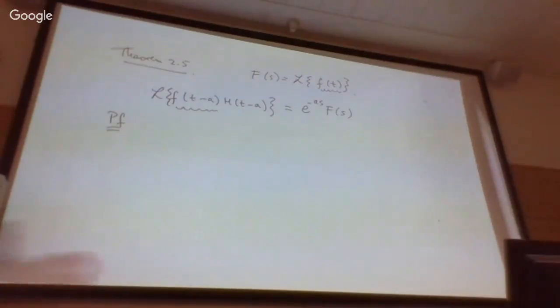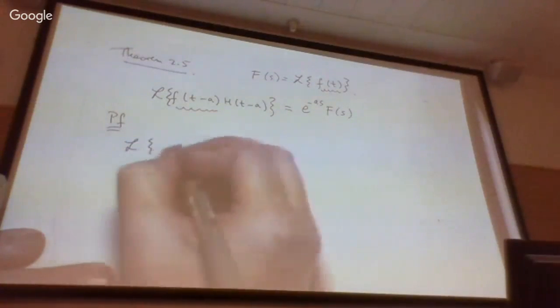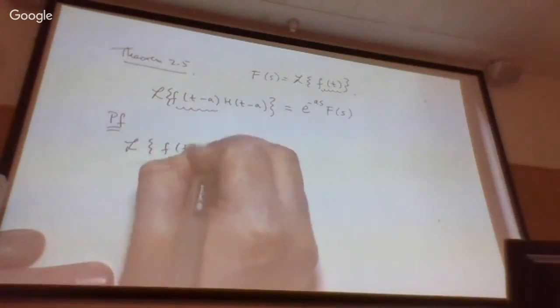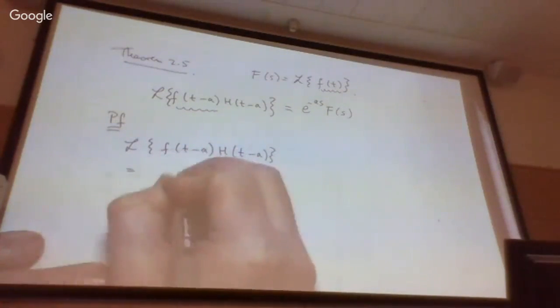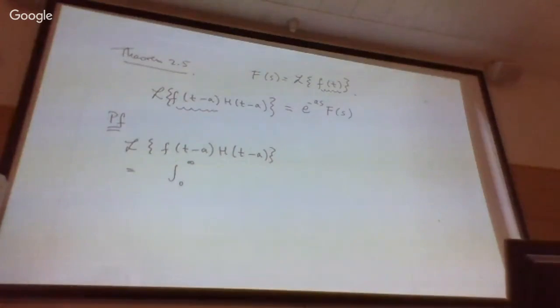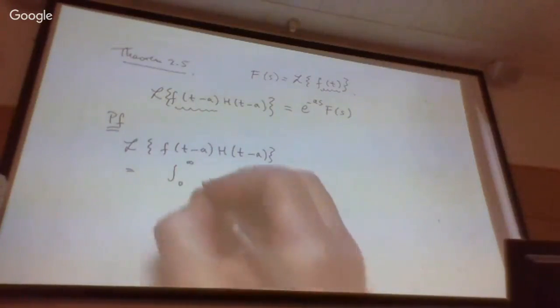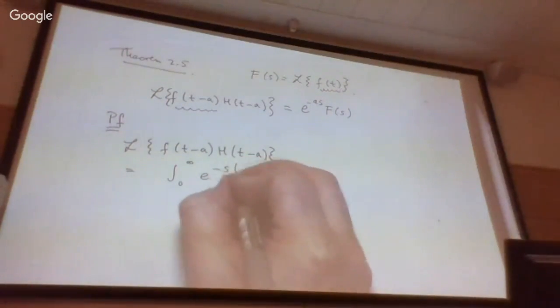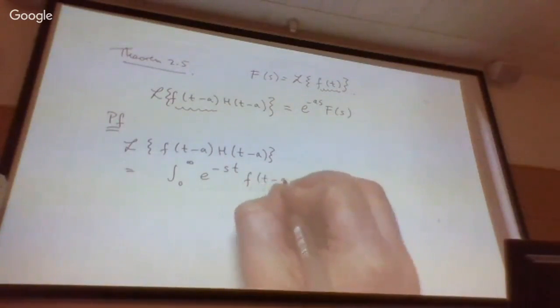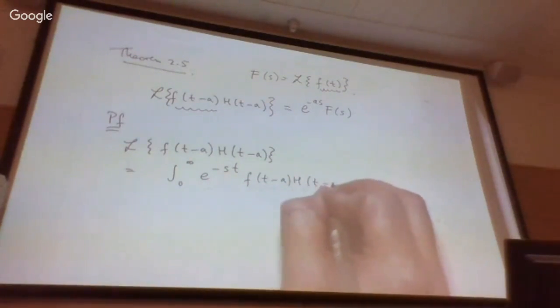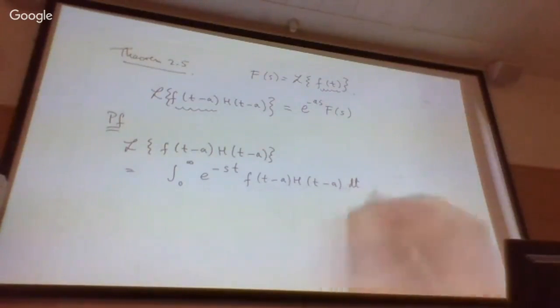Okay? Now we can prove this in a similar fashion to the previous one, where it was just taking the transform of a Heaviside on its own, by making use of the original definition of the Laplace transform. So whatever it is you're taking the transform of, it's the integral of e to the minus st multiplied by that function. So multiplied by f of t minus a times h of t minus a dt. So that's just by the definition of the Laplace transform.